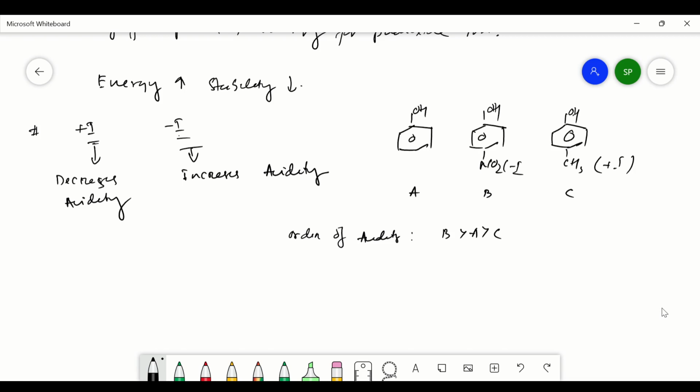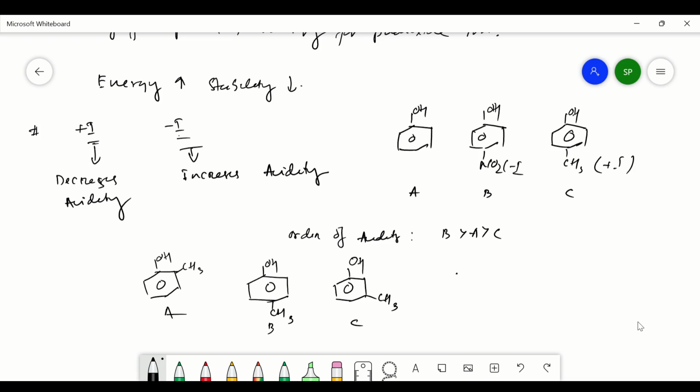Next we will see, if we compare the acidity of ortho-methylphenol, then para-methylphenol, then meta-methylphenol, A, B, C. The order of acidity will be, highest acidity will be C, then B, then A. Okay. So we'll see the explanation for this.